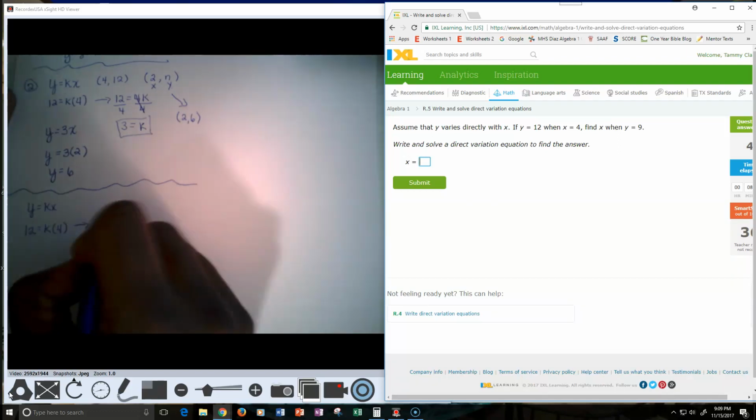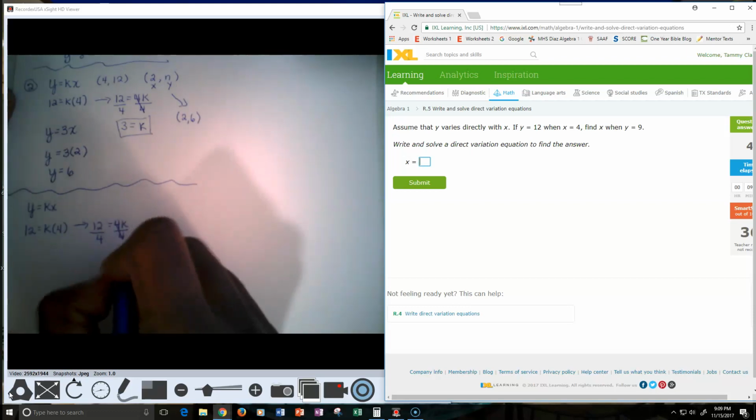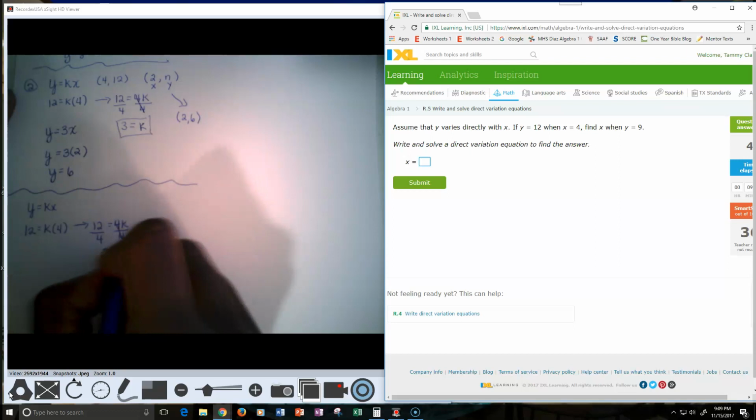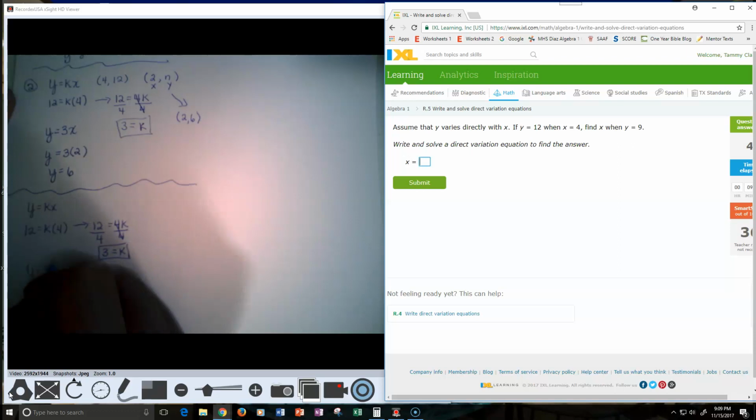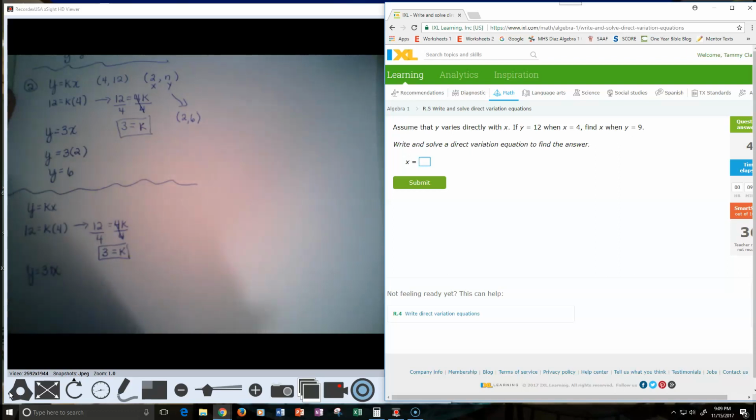We divide by 4 on both sides of the equation. Therefore, the constant of variation is 3. So now we rewrite our equation knowing our constant, and we've got y is equal to 3x. We're asked to find x this time. We're finding x when y is 9. So I'm going to replace y with 9: 9 equals 3 multiplied by x. I want x alone, so I'm going to divide by 3 on both sides of the equation. Therefore, x would be 3.